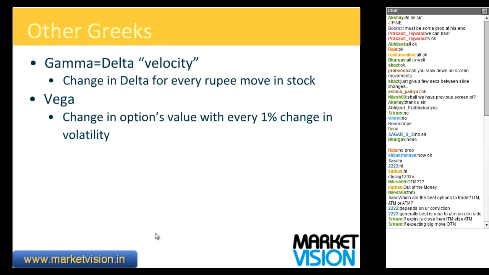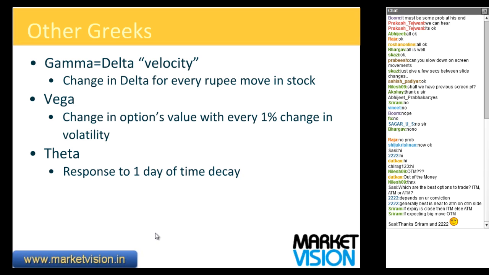I'm not again going to go into too much detail on this. There's something called theta, which is the time decay. Essentially, if the stock remains at this value, and everything else, option, implied volatility, everything else is the same.